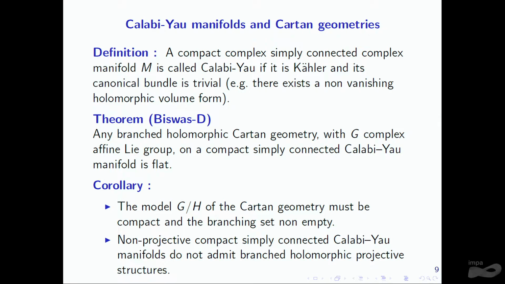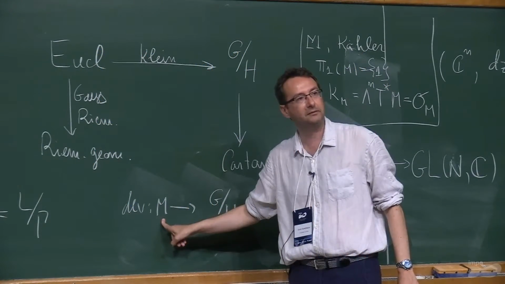For example, this will imply that all geometric structures on this kind of Calabi-Yau simply connected manifolds are given by dominant holomorphic maps into the model X. They are ramified holomorphic maps into G over H. The first remark is the fact that you need branching divisors. If you don't have a branch divisor, the developing map will go from your simply connected manifold into your homogeneous space, meaning that your simply connected manifold is also a homogeneous space.